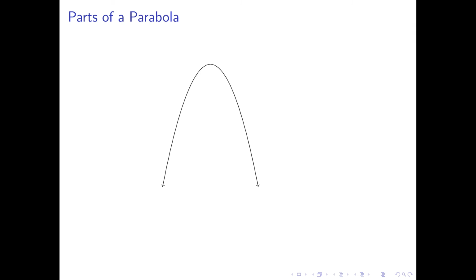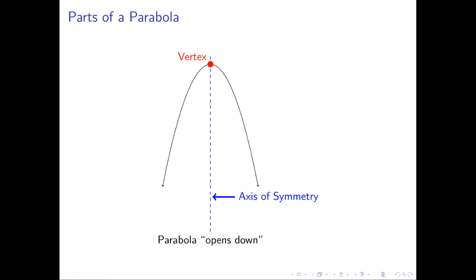Parabolas can also look like this. And again, they have an axis of symmetry. The vertex, just as before, is along the axis of symmetry and is at the highest point on the parabola. We say that this parabola opens down, and the vertex point represents the maximum value of y on this parabola.